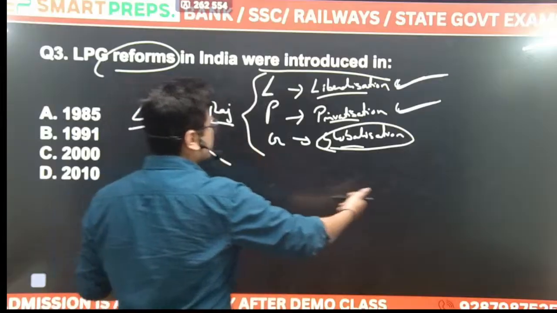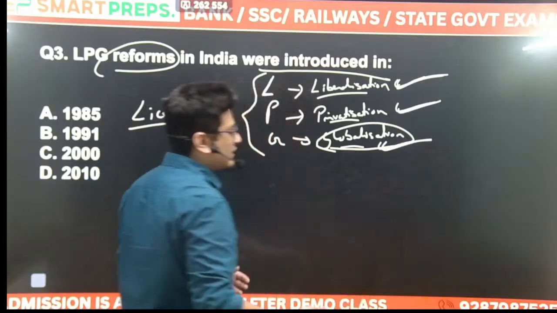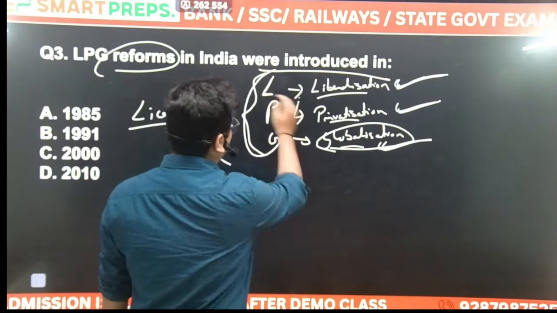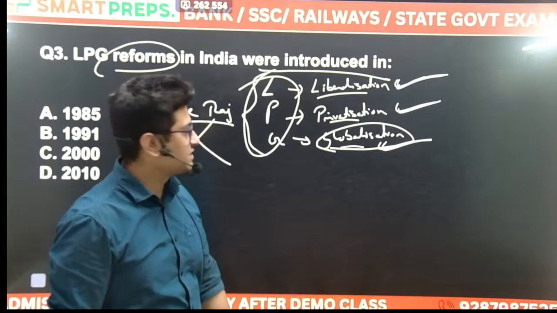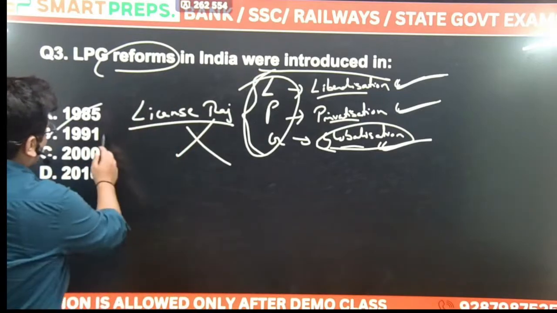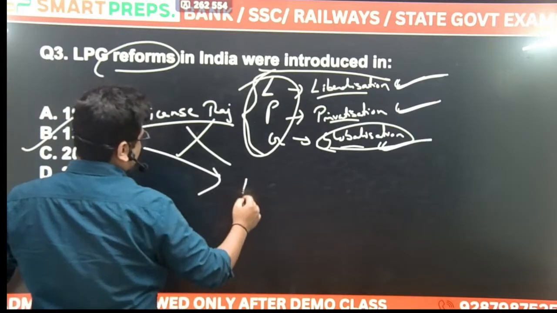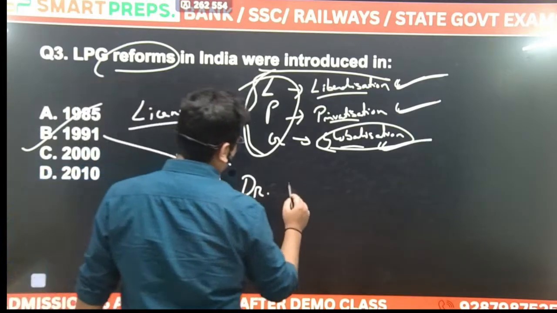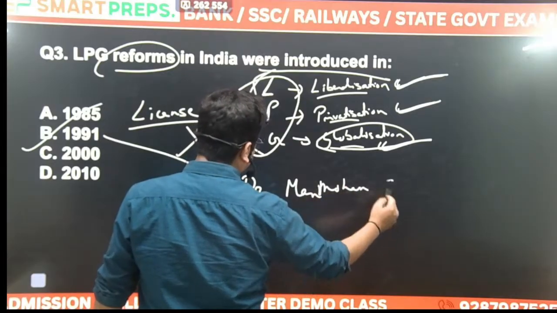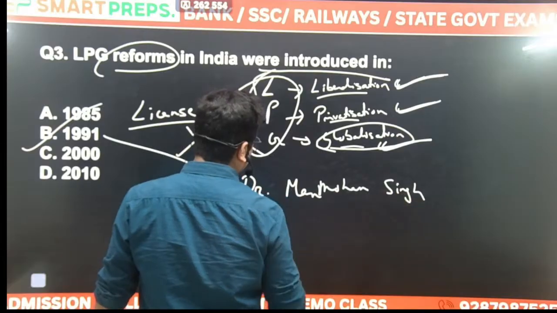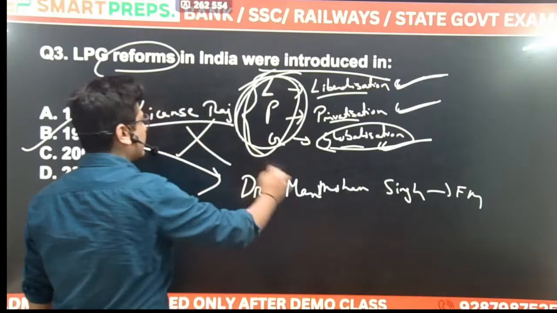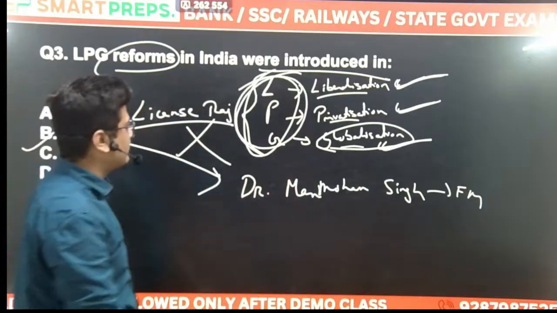After LPG reforms, our market became free. It can travel anywhere in the world. Okay, so these were the reforms that were brought: LPG reforms, liberalization, privatization, and globalization. It was brought in the year 1991. Who was the mind behind this? It was the former Prime Minister of India, Dr. Manmohan Singh. At that time he was the finance minister. When he thought about it carefully, he executed and implemented the LPG reforms.